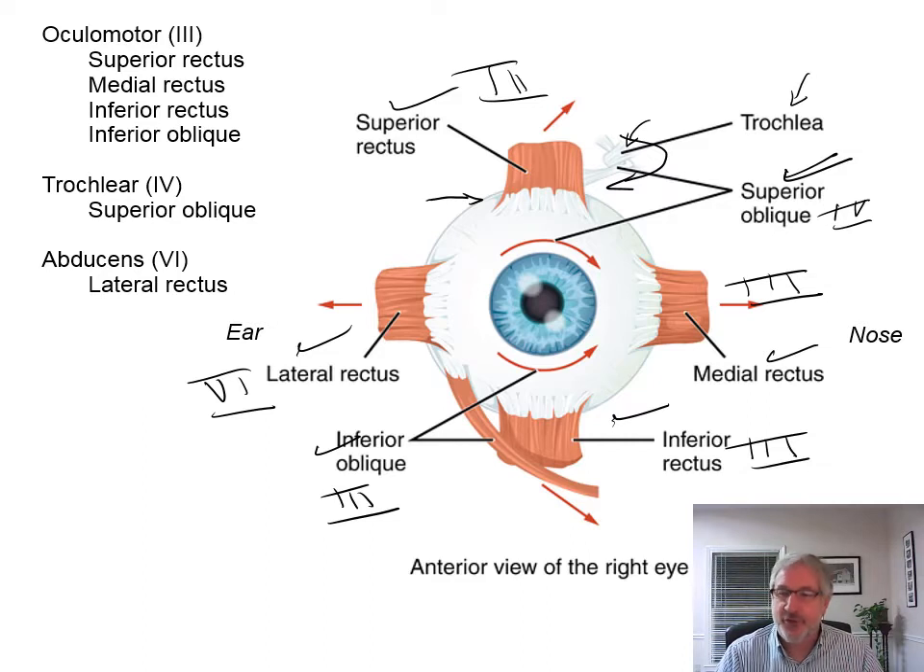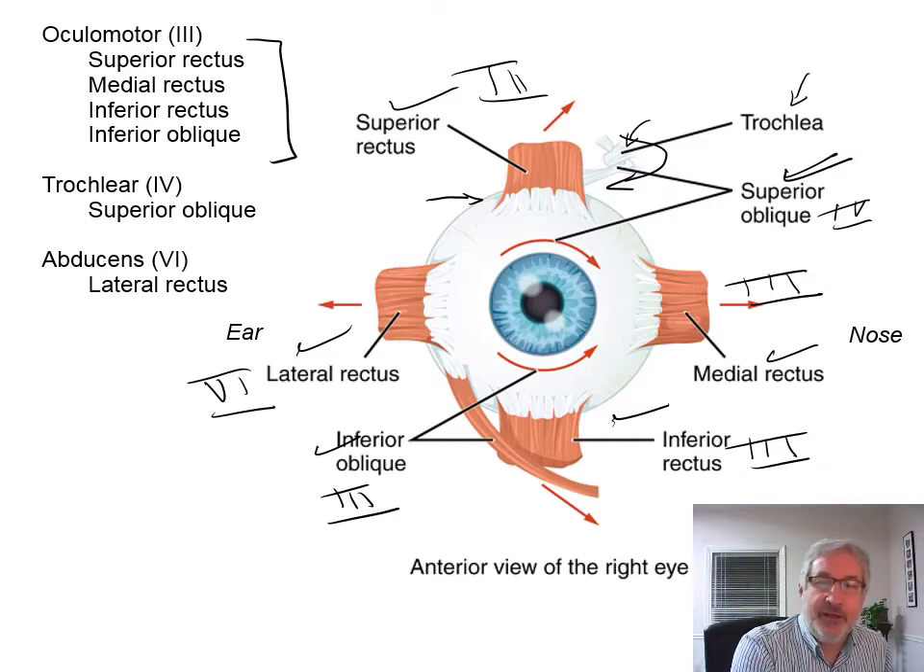I'm going to show you some pictures later on of what nerve damage to these muscles looks like in patients. But what I wanted you to see was that there are 4 muscles: superior rectus, medial rectus, inferior rectus, and the inferior oblique that are innervated by the oculomotor nerve.